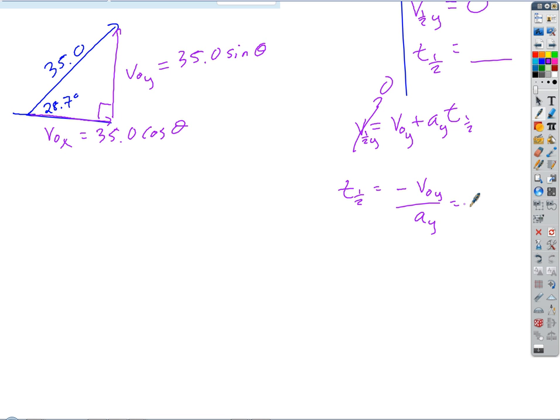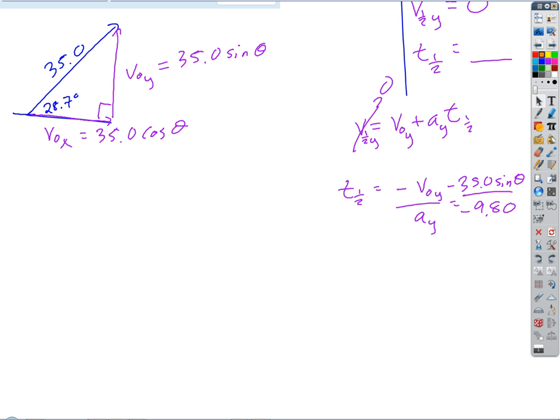V naught sub y is just the initial component of velocity. So that's gonna give us negative 35.0 sine theta, which is just 28.7, divided by negative 9.80. 1.715. Okay, so that's the time it takes to get to the highest point, right? That's not hang time, right? No, that's only the time. Hang time is going to be twice that, right? Because that's only the time it takes to get to the highest point. Now it's got to come back down, right?